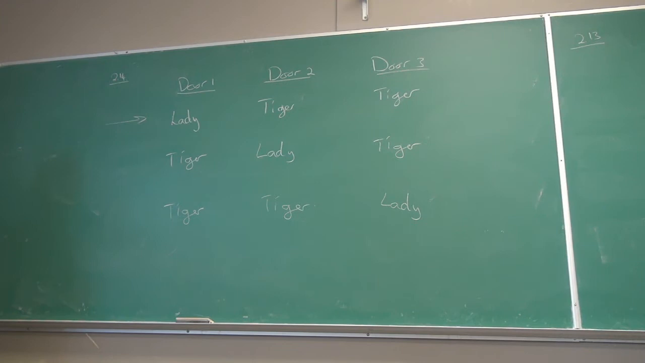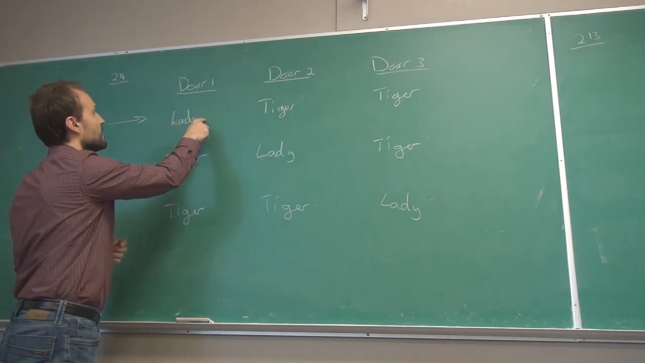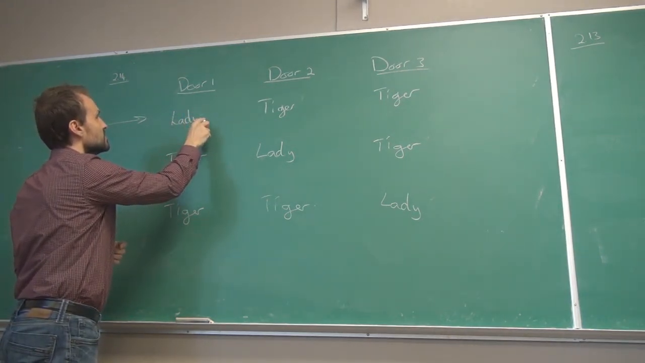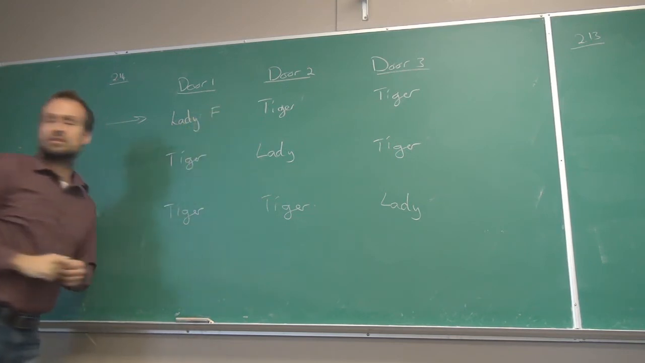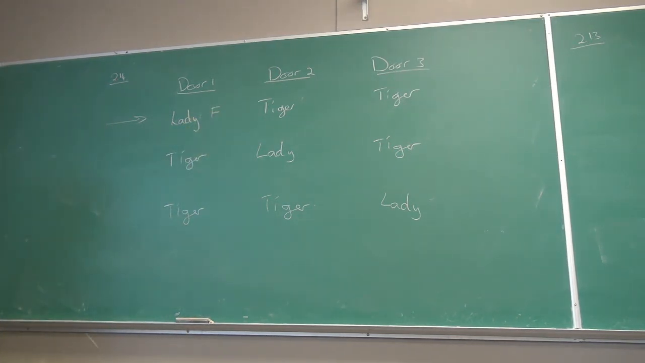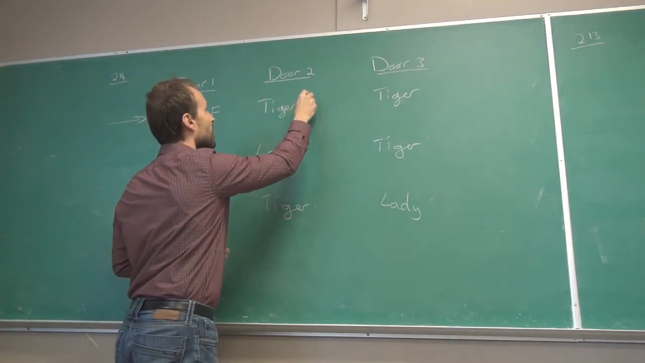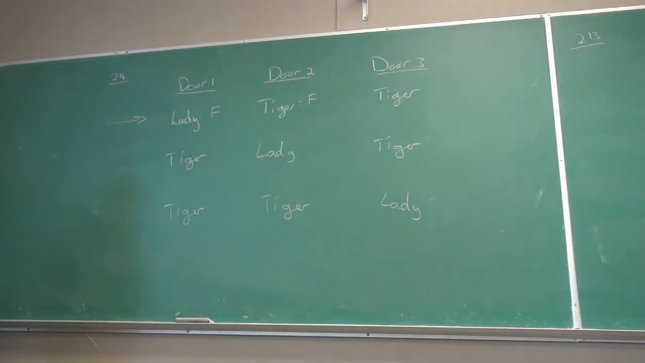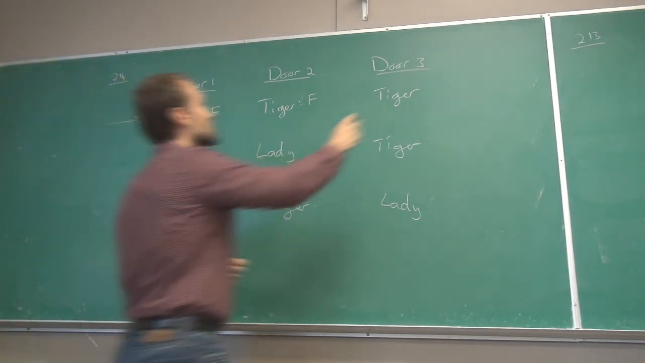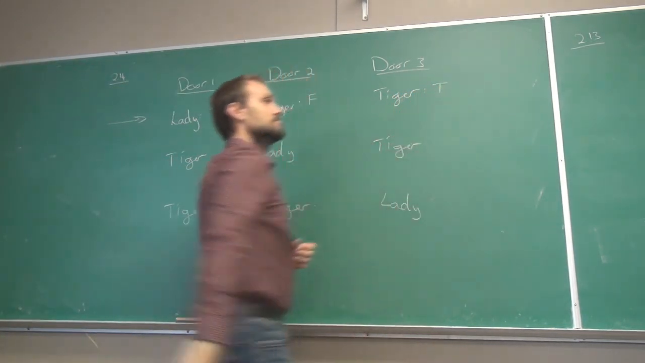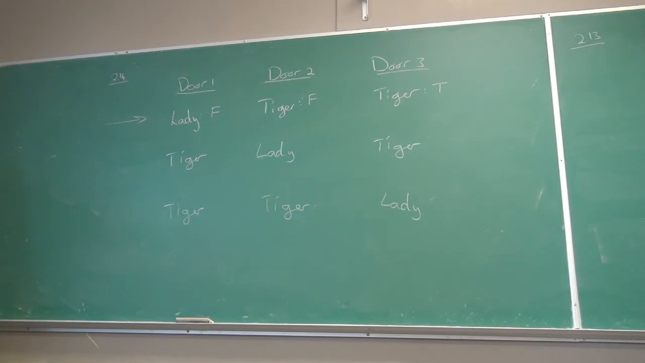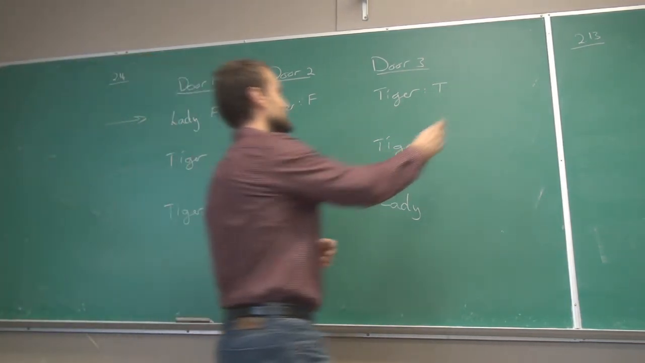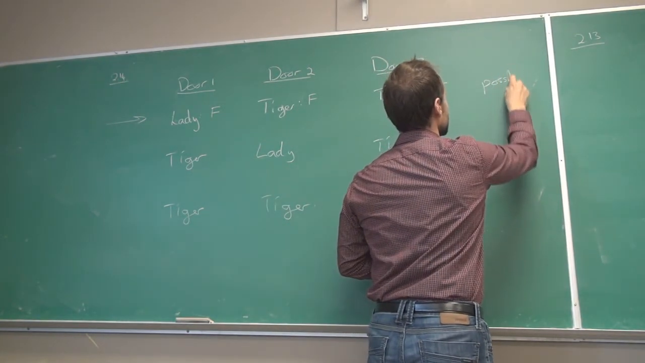Okay, so, lady, tiger, tiger. Let's see what door 1 says. A tiger is in this room. True or false? False. Door 2, a lady is in this room. False. Door 3, a tiger is in room 2. True. Possible or not? First one's possible. Nice.